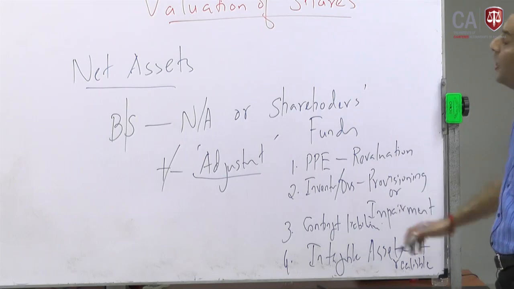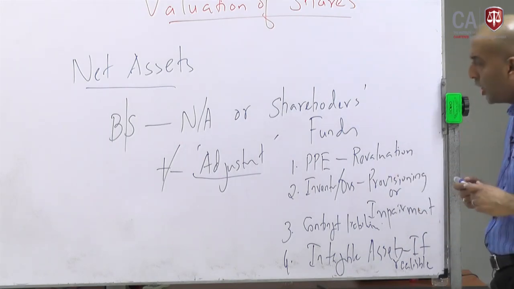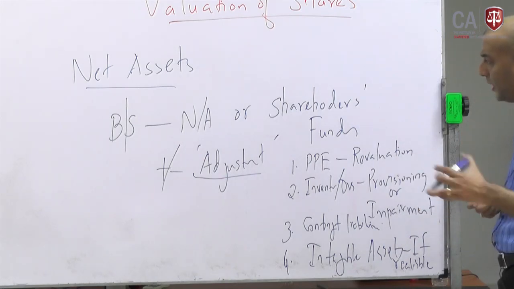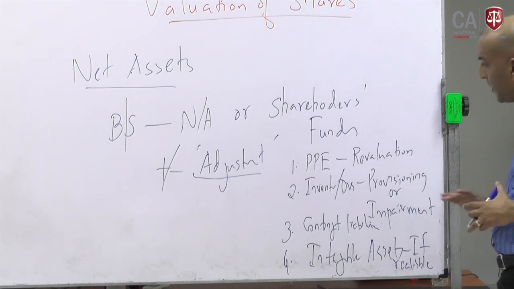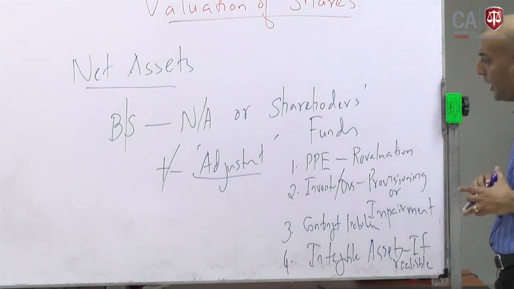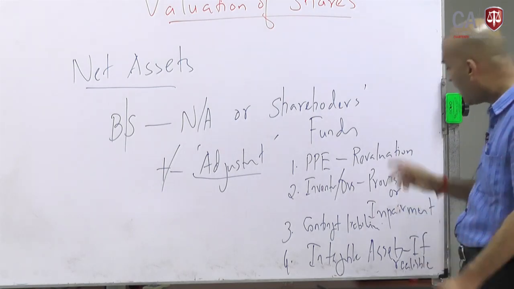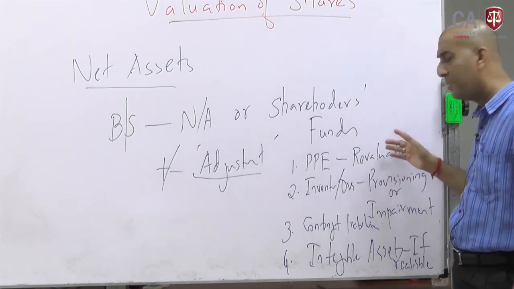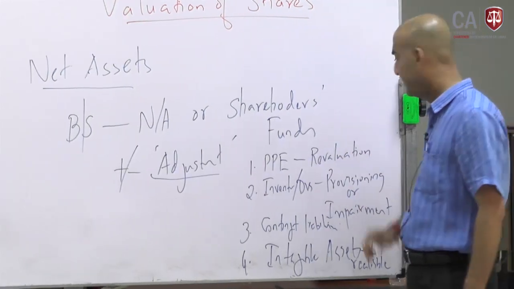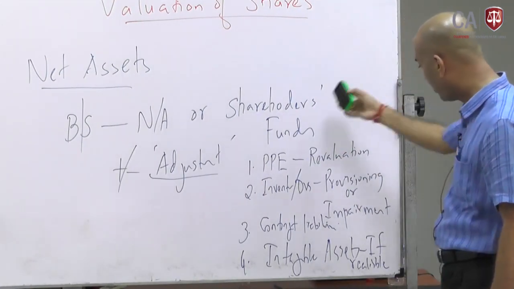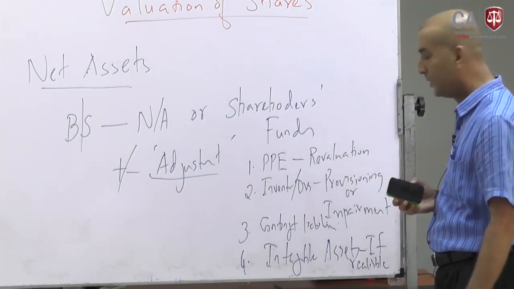So these are a few of the adjustments. Maybe you can go through the chapter to get further understanding. But what I am trying to tell you is, it's simply your balance sheet net assets. Sometimes you may have to do adjustments for a few of the areas. Okay? I believe that you have covered that.